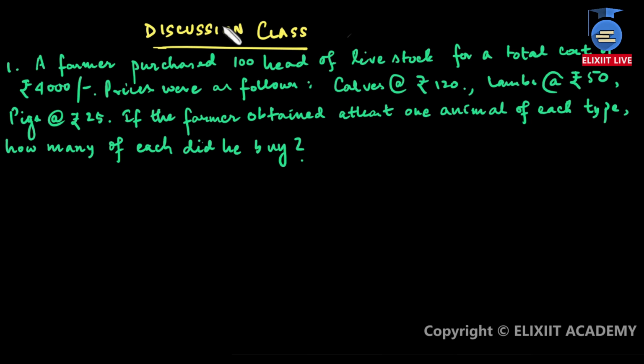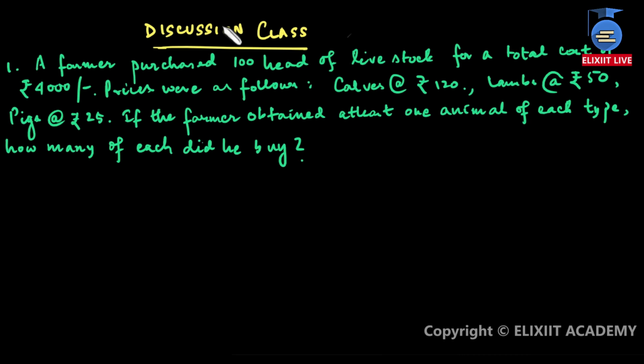Understand this. First, what you need to find out is how many animals of each type he did buy. So first of all, whatever is given, let's write this down first. It's mentioned that the farmer purchased 100 heads of livestock for a total cost of 4,000. So the total cost is 4,000.